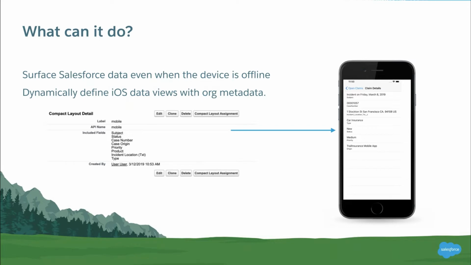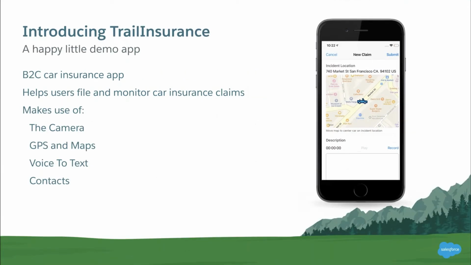All right, so let's look at an example of this. We're gonna look at Trail Insurance. I like to refer to it as my happy little demo app. This is a B2C car insurance app. So if you drive, you're probably familiar with the joy of car insurance. And what we're gonna do is mimic the ability for people to file a claim saying, hey, I was rear-ended, or I ran over the post office box, etc. We're going to help those users who filed those claims view what claim information is available, see their status, etc.